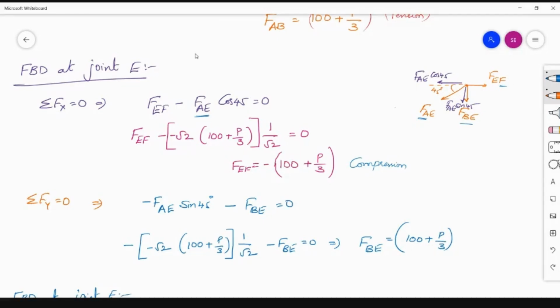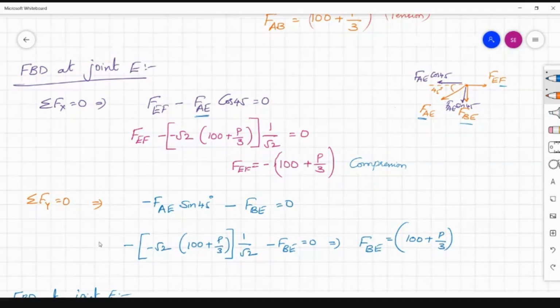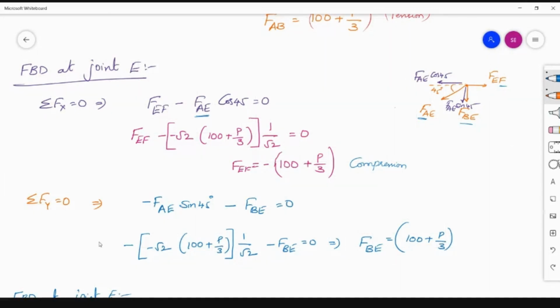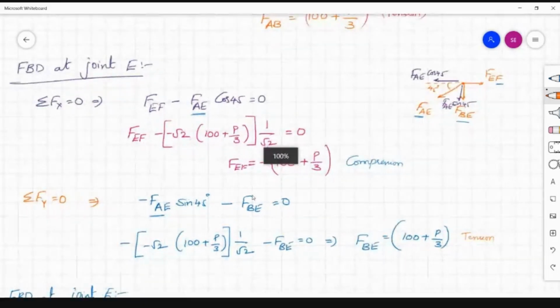And sigma Fy equal to 0. Substituting sigma Fy equal to 0, the downward forces are minus FAE sin 45 minus FBE is equal to 0. Here once again substituting FAE value, we will get FBE as 100 plus P by 3, which is tension.